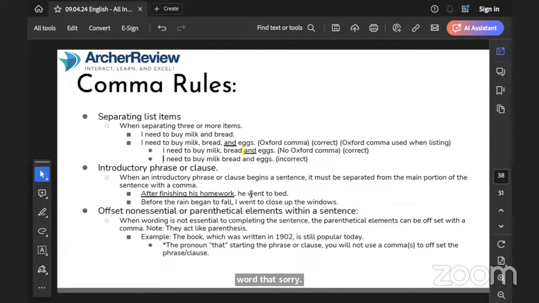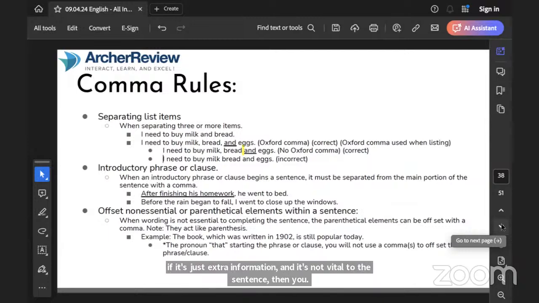Okay. Let's see. If the information is essential, do I need to use a comma? No. The comma is saying that it's not essential information and it could be taken out of the sentence. All right. Good question. So if it's just extra information and it's not vital to the sentence, then you do put the commas because it's saying, hey, this could be removed.